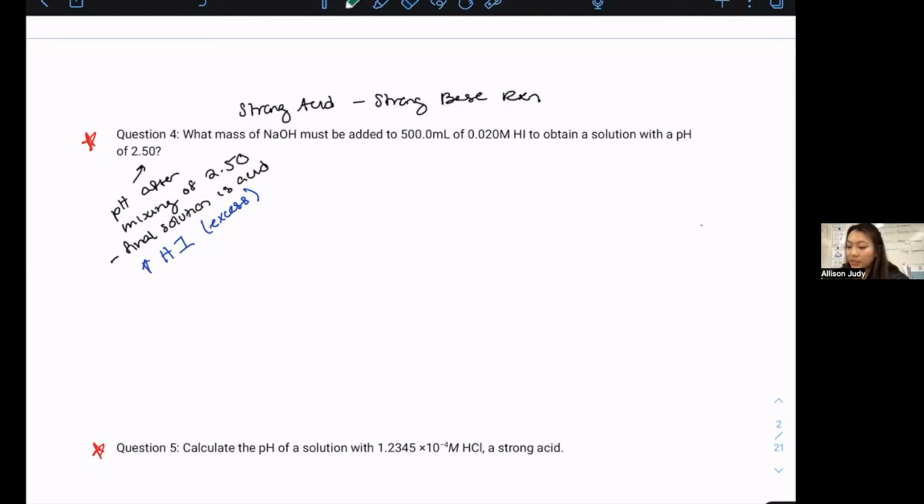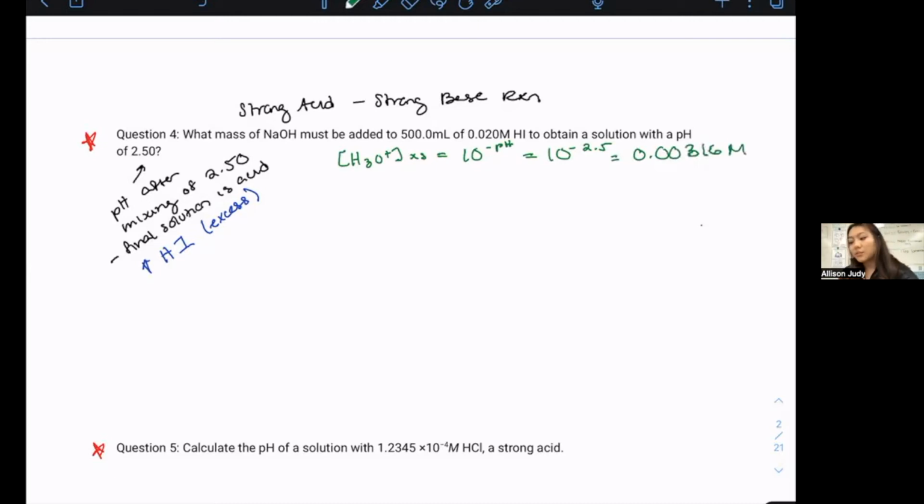So what I can do is calculate what my concentration of excess H3O is based on my pH value. So I know that H3O plus excess is going to equal 10 raised to the negative pH. And when I plug that in, it's 10 raised to the negative 2.5, which means I have a molar concentration of 0.00316 molarity.